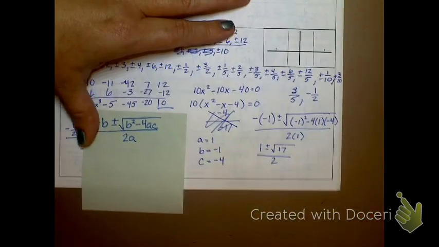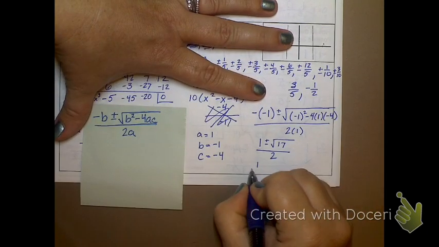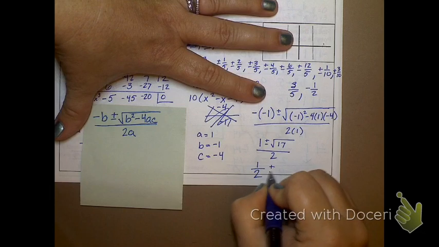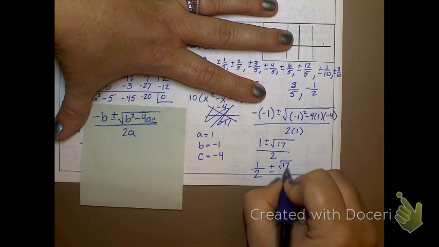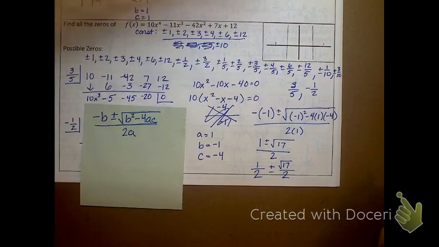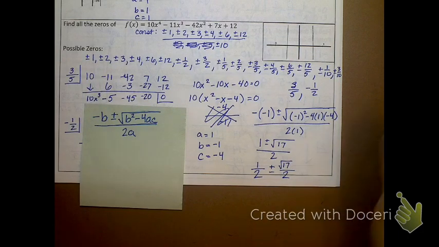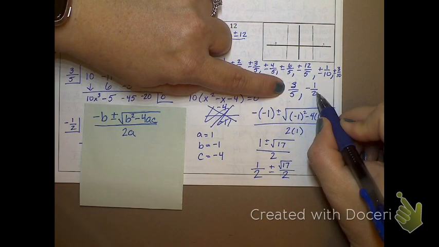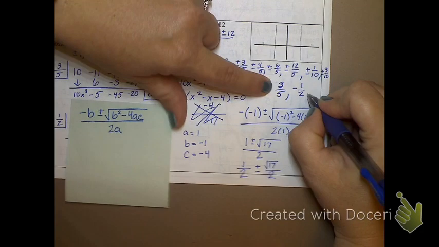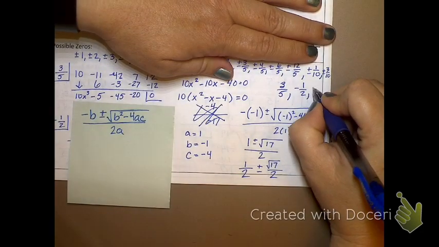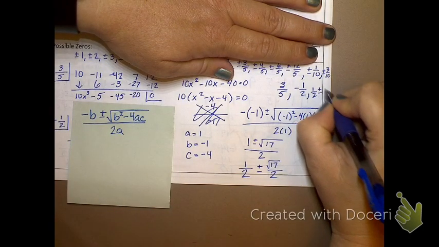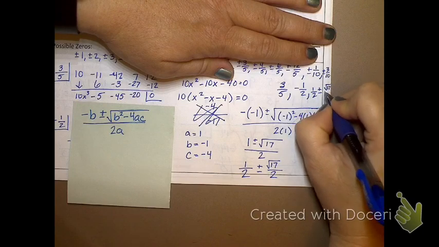I like that. Why do I like that? Oh, because you can split it: 1/2 plus or minus radical 17 over 2. No i's to worry about. And nothing can simplify. It's done. So I had 2 answers there, 5/2 and negative 1/2. And my other 2 are 1/2 plus or minus rad 17 over 2.